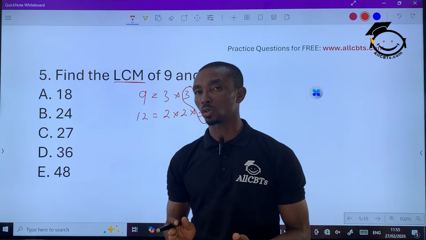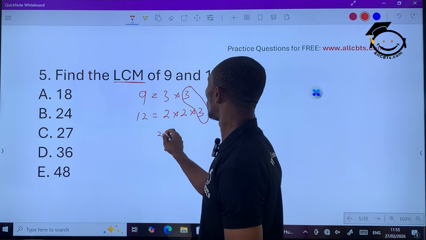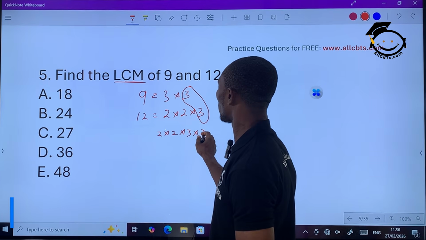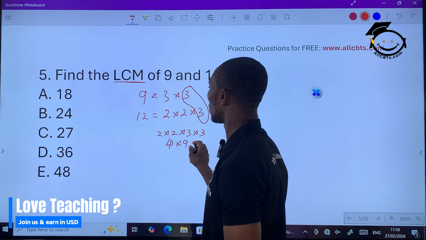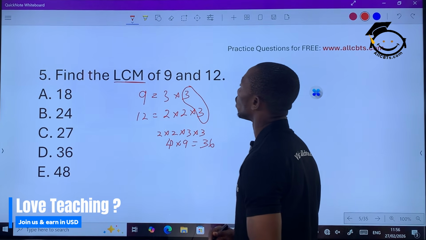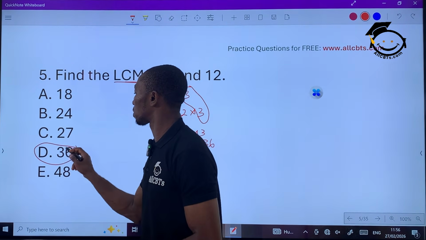the lowest common multiple will be 2 times 2 times 3 times 3, which gives us 4 times 9, which is 36. So the lowest common multiple of 9 and 12 will be 36.